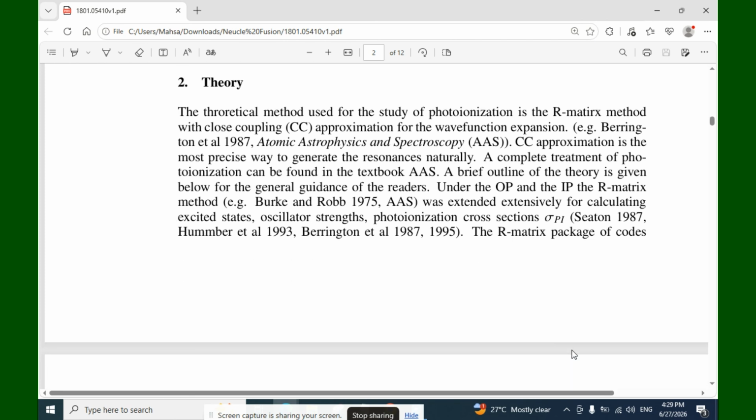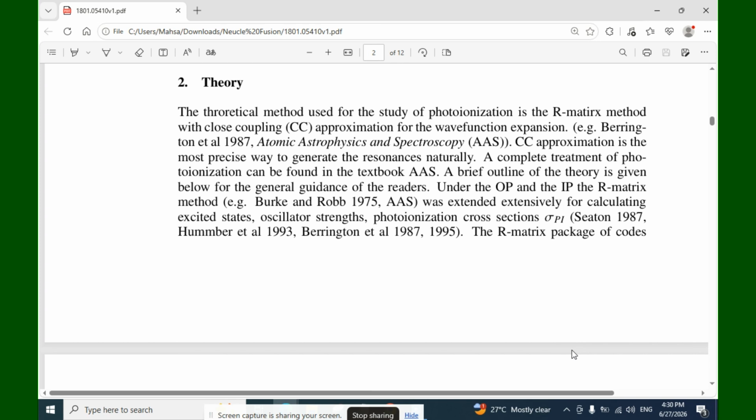The theoretical method used for the study of photoionization is the R-matrix method with the close coupling or CC approximation for the wave function expansion. For example, Burke and his colleagues in 1987, Atomic Astrophysics and Spectroscopy. The CC approximation is the most precise way to generate the resonances naturally. A complete treatment of photoionization can be found in the text Atomic Astrophysics and Spectroscopy. A brief outline of the theory is given below for the general guidance of the readers.